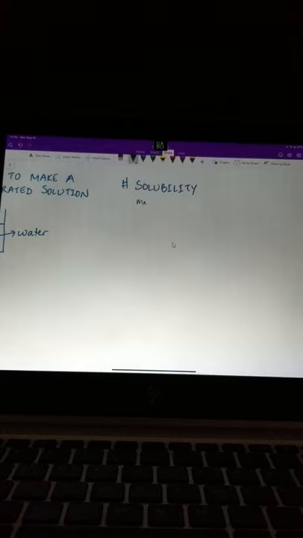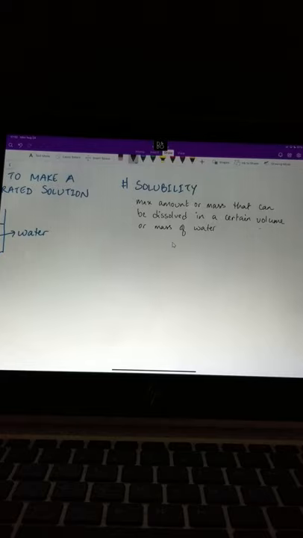The maximum amount or mass. And a chemistry teacher, when chemistry says amount, they mean chemical amount, which is moles. The maximum amount or mass, it could be measured with both, that can be dissolved in a certain volume or mass of water, or of a solvent.